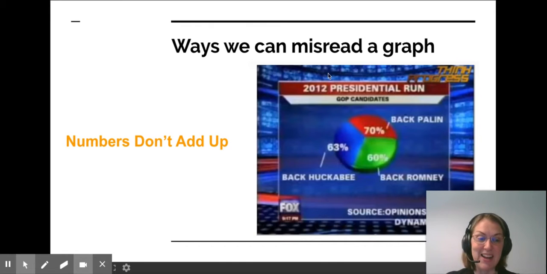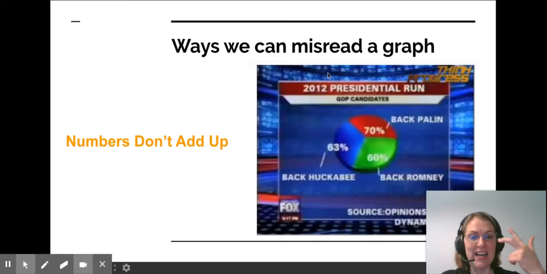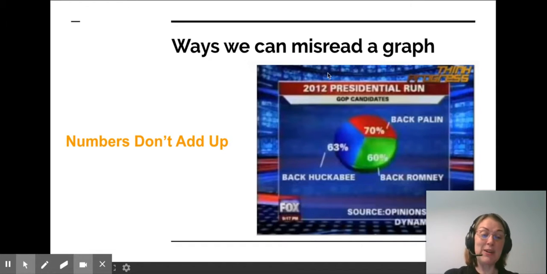I think you might have found it, right? We have this beautiful circle graph showing us how voters were feeling about potential candidates. And yet, look at your percentages. You have 63, 70, and 60. I thought the percentages were supposed to add up to 100, right? So that's one way that a graph can be very misleading. If 63% of the people liked Palin, then 63 liked Huckabee and 70 liked Palin, how are these two not related? So we have to be very careful with that.